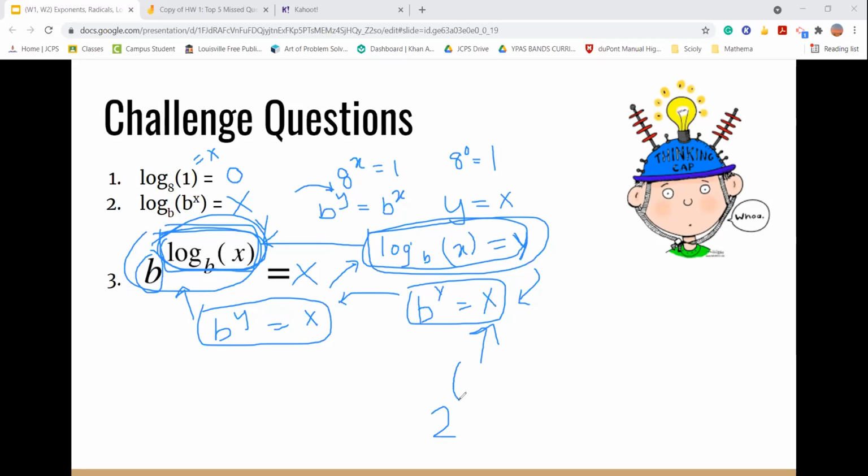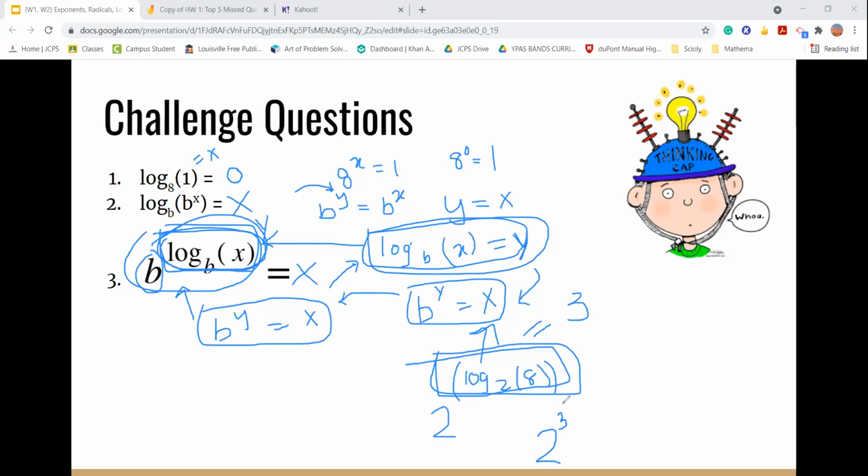Okay, so now 2 to the power of log base 2 of 8. Somebody tell me what log base 2 of 8 is. It's 3, right? So this top exponent part is equal to 3, and now I can replace this top with 3, since they're equal. So now I can rewrite my question as 2 to the power of 3.